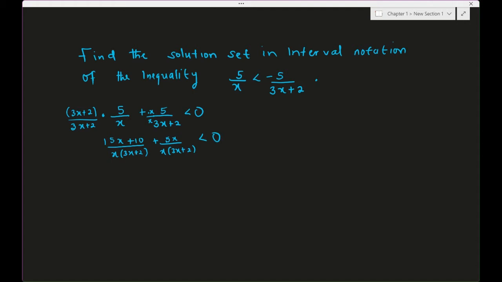So now we have the same denominator on the left hand side, so we can add the numerators. 15x plus 5x will be 20x plus 10, over x times 3x plus 2, less than 0. So we can find the critical values from here. Remember, these are the zeros of the numerator and the zeros of the denominator.